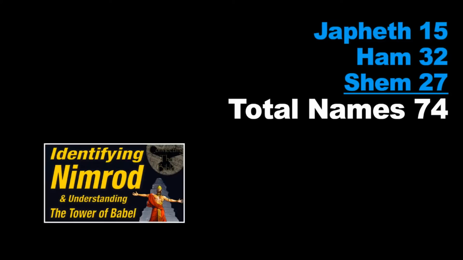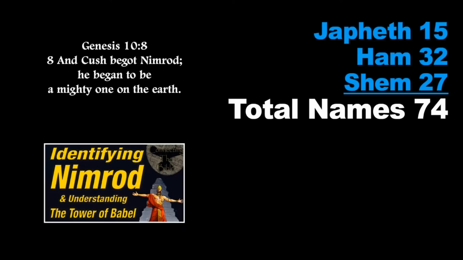So if we total up the names between the three sons, we come up with 74 total names. Okay, so here's the problem. Jewish tradition has the number of nations at 70. So why would there be 74 names listed in the table of nations? So here's where we bring in our video about Nimrod. We'll add in verse 8.